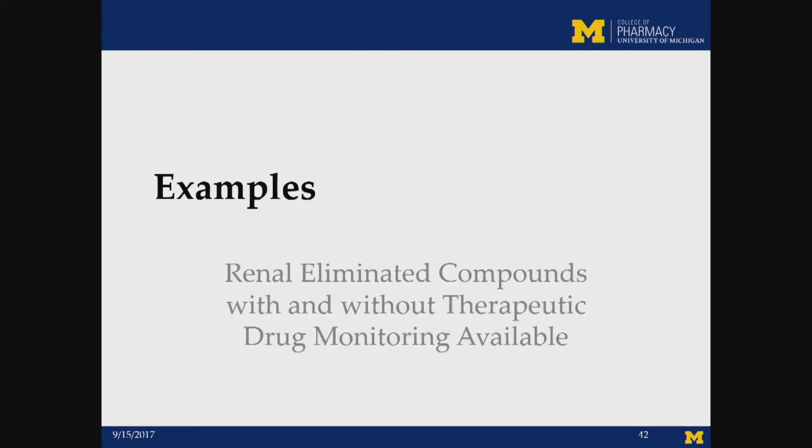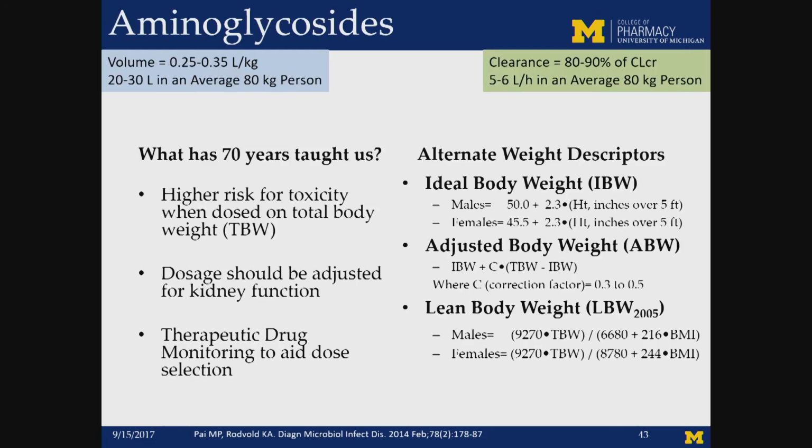So now that I've gone through a lot of theory, what I'd like to do is go over some key examples to illustrate how this impacts drug dosing. When we think about the source of these different weight descriptors, the aminoglycosides serve as the key example. These are drugs that have a volume of distribution between 0.25 and 0.35 liter per kilogram. What we've recognized over the last 70 years with this class of drugs, which were first classified as antibiotics, is that there's a higher risk for toxicity when you're dosing them on total body weight, and that you can adjust the doses of these drugs based on kidney function.